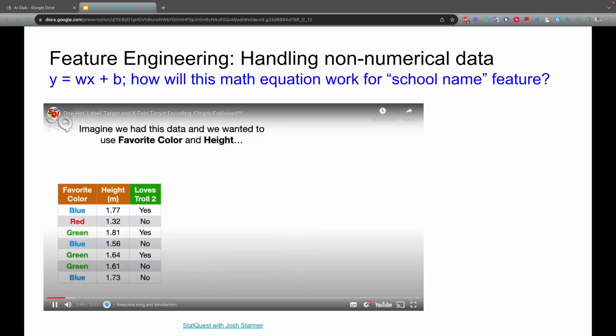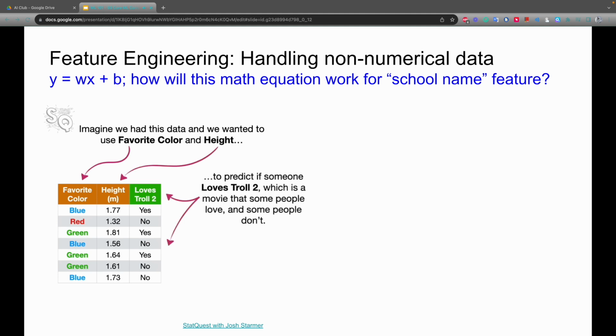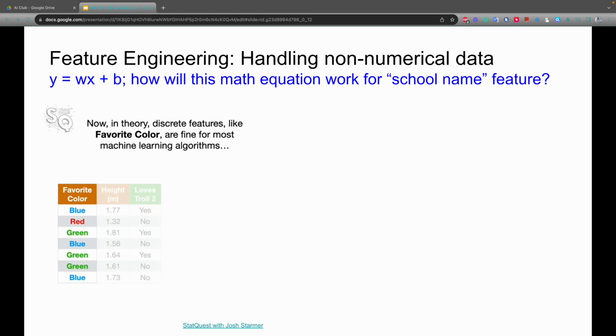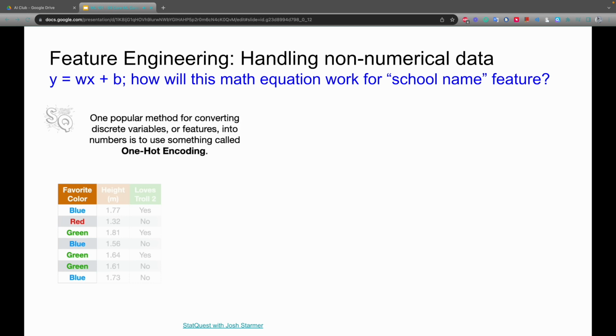Imagine we had this data and we wanted to use favorite color and height to predict if someone loves Troll 2, which is a movie that some people love and some people don't. In this case, favorite color has 3 discrete values: blue, red, and green. Now, in theory, discrete features, like favorite color, are fine for most machine learning algorithms. But in practice, a lot of popular machine learning algorithms, including neural networks, do not work well with them. As a result, discrete data are often converted into numerical values before being used for machine learning. One popular method for converting discrete variables or features into numbers is to use something called one-hot encoding.